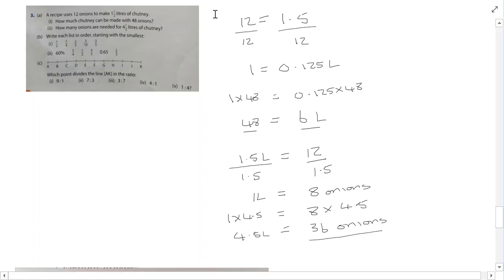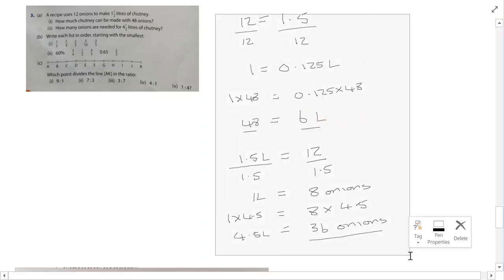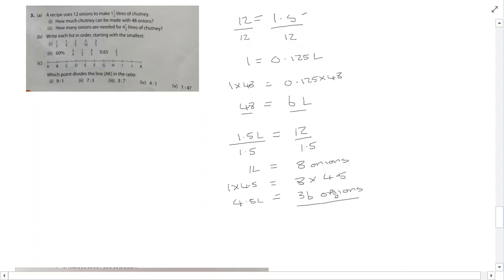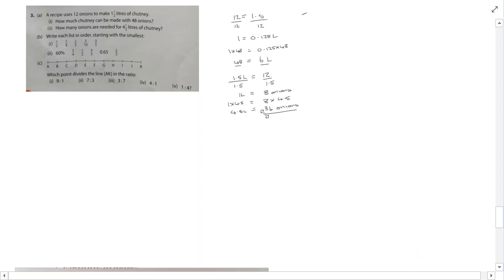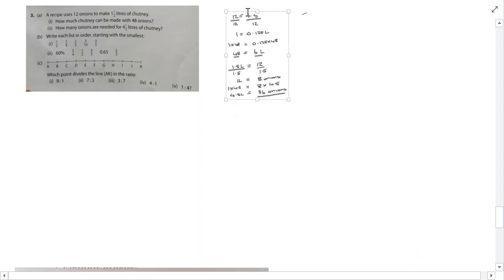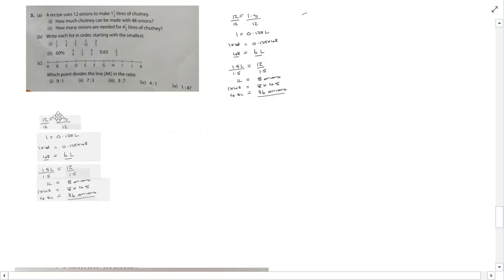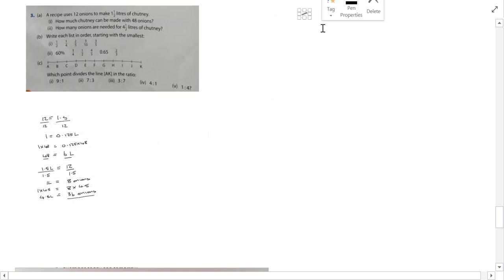Okay, so let me just make this small and move it out of the way. I'm just going to shrink this down and move it over here so I have space to work with the rest of the questions. So that's part A.